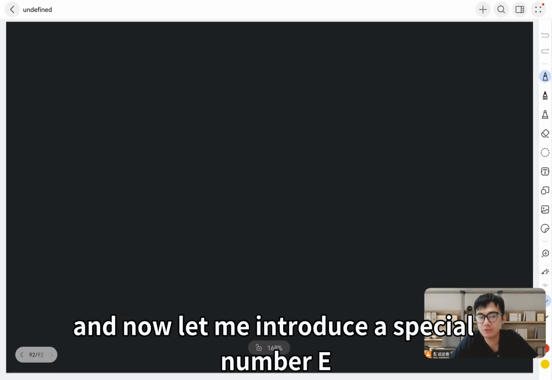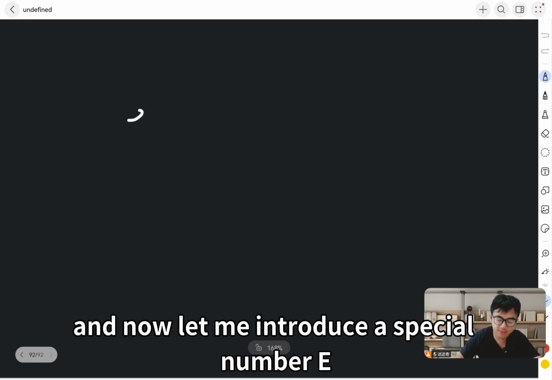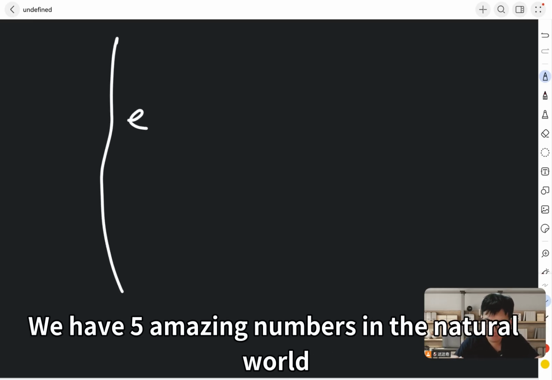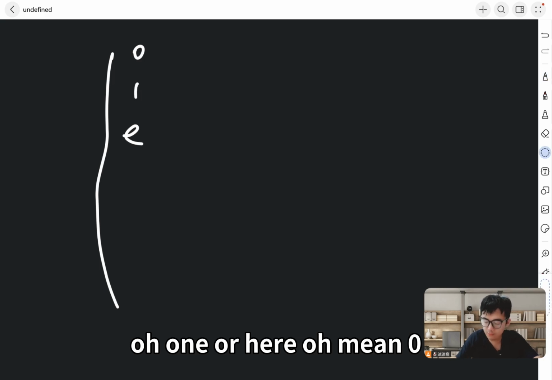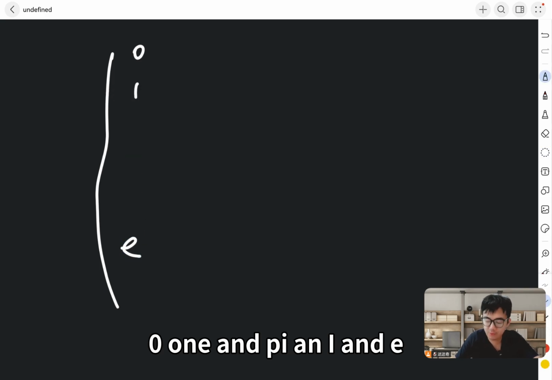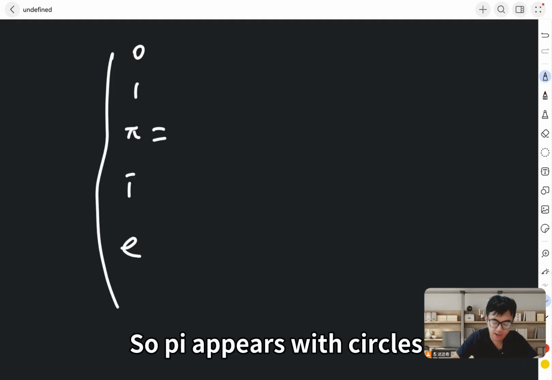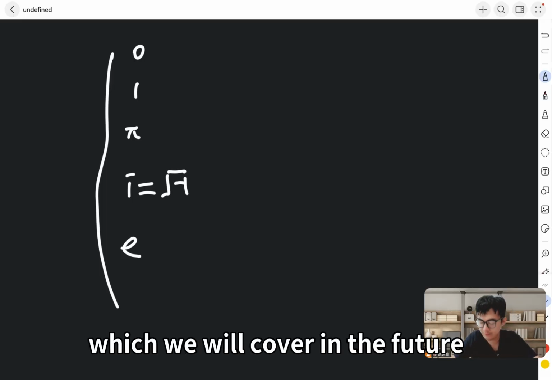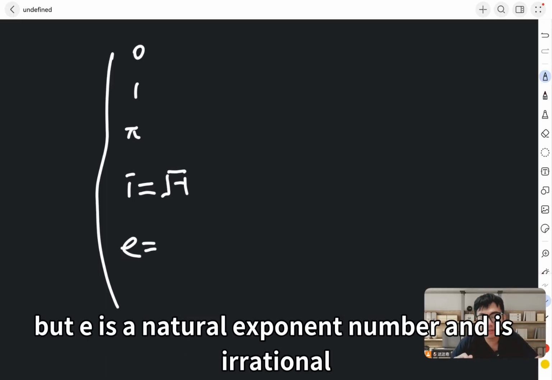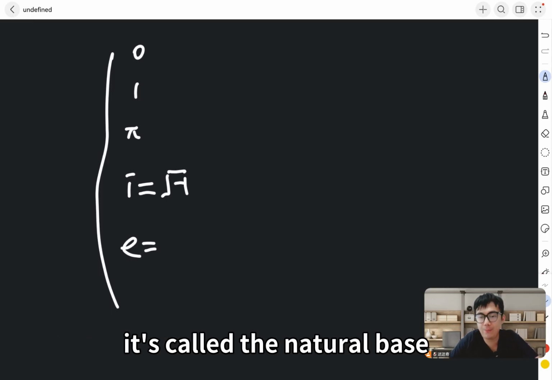And now let me introduce a special number, e. We have 5 amazing numbers in the natural world: 0, 1, pi, i, and e. Pi appears with circles, and i is the imaginary number, which we will cover in the future. But e is a natural exponent number, and it's irrational. It's called the natural base.